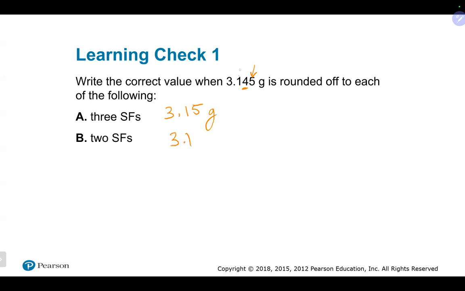3.1. Once again, we would go to the 1. We would look at the 4. And in this case, we would just drop the rest of the numbers. And again, probably should include the units. Any questions on that one there?